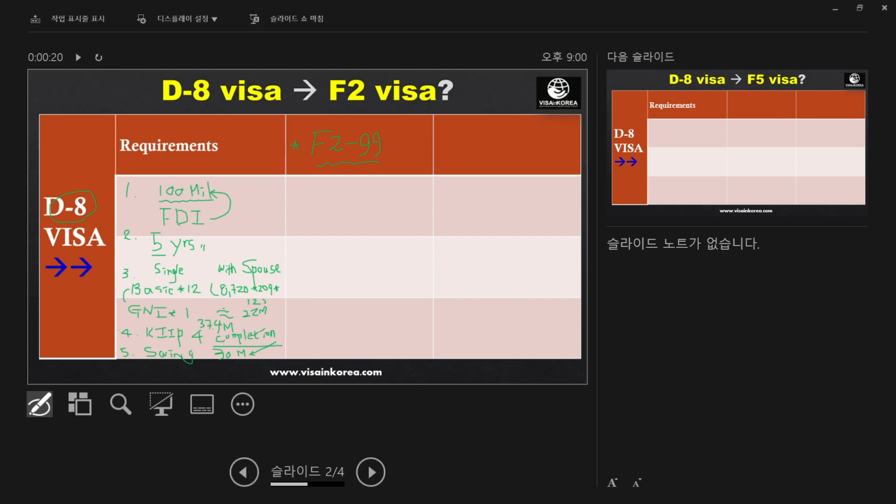Totally, 30 million won is required. But the F-2-99 visa applicant shall hold 50 million won in their own name, like a 전세, the rent and down payment, or your deposit in your bank, right? So the F-2-99 applicant shall have 15 million won in their own name, but totally need 30 million won. This is a basic requirement for the F-2-99 visa, right?